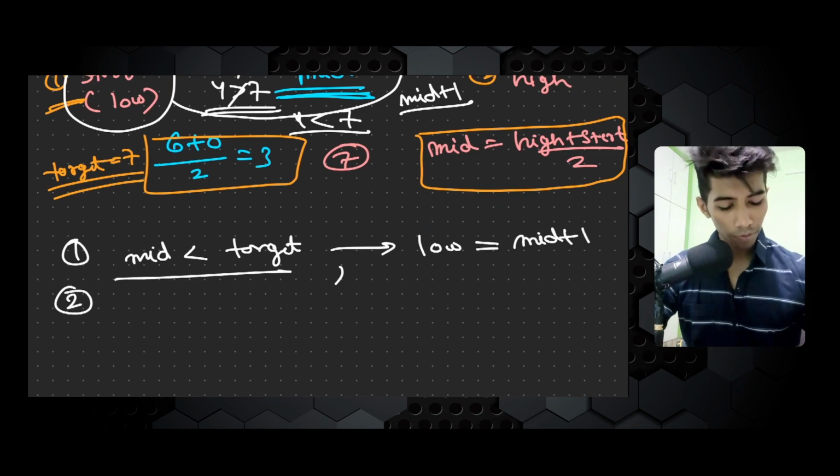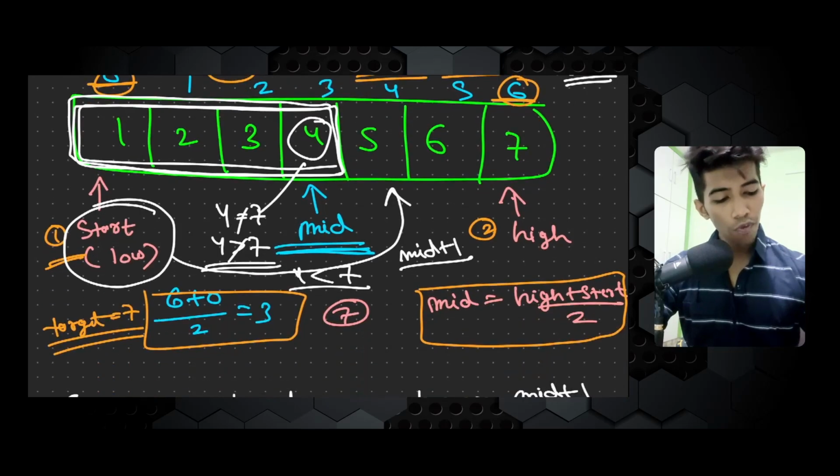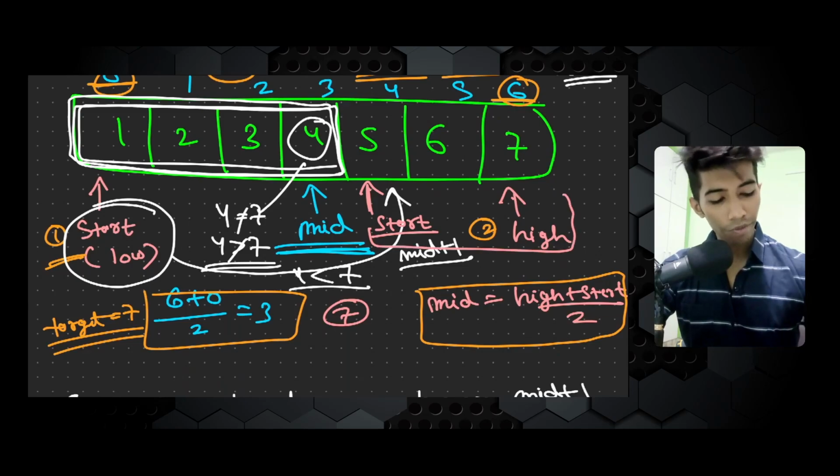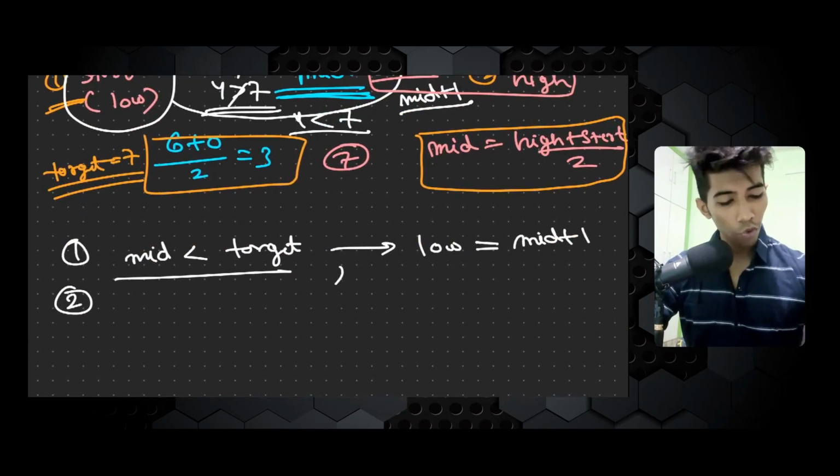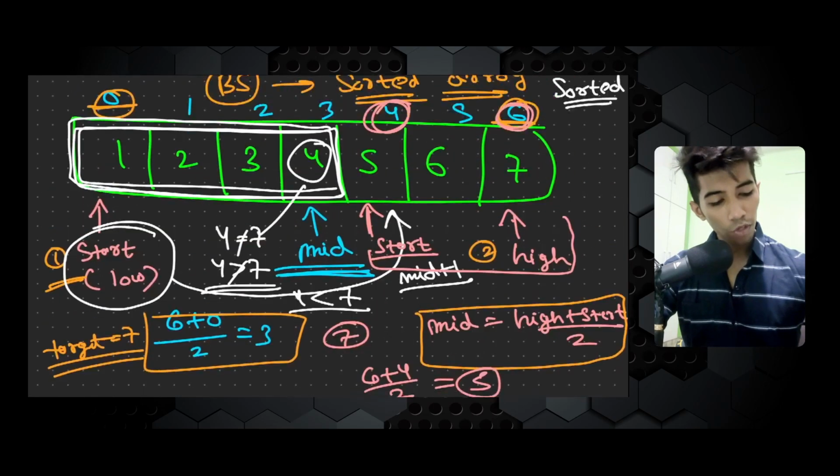Easy guys. Now what will happen? Now what will be the case? Now you will see that my start pointer is here. Now again I will be calculating the mid. How will I calculate the mid? Right now my start is at 4 and my high is at 6. So 6 plus 4 divided by 2 will give me 5. So it means my mid pointer will be here. 5 is written over here, so my mid pointer will be over here.